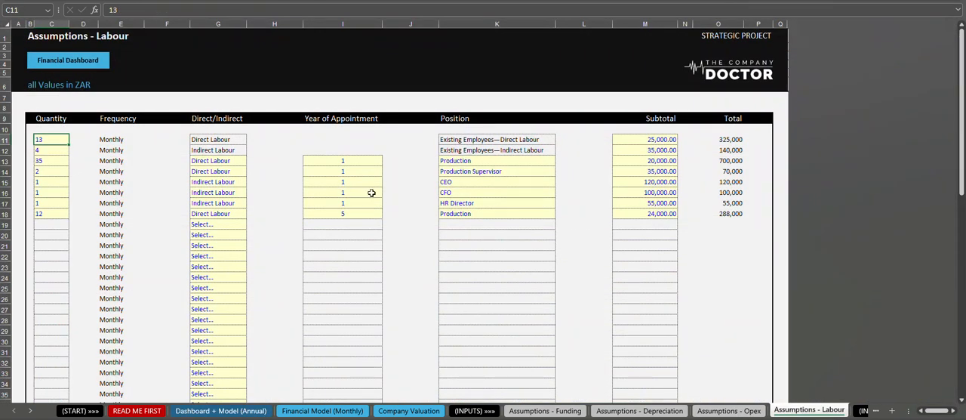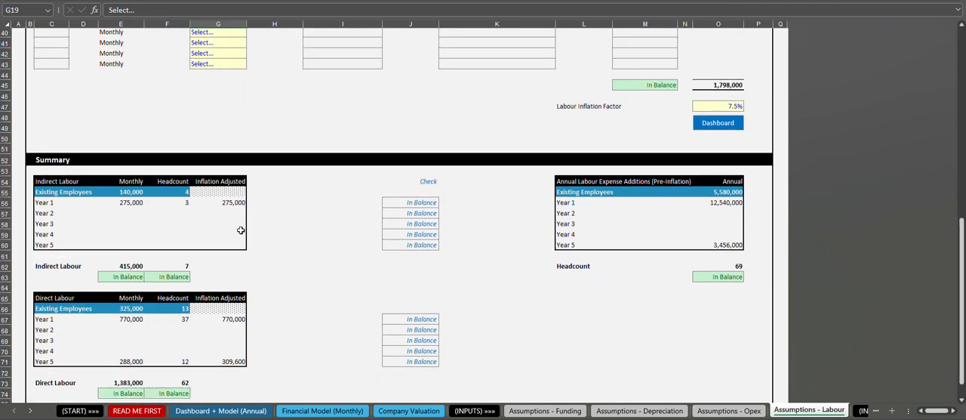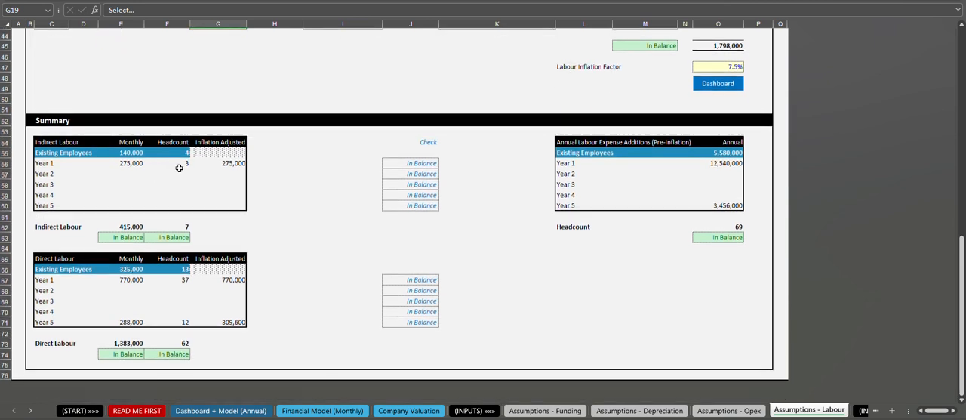And then labor, the last major input sheet, split between direct labor, which we link back to the direct cost of sales, as well as indirect labor. You'll see everything is hidden until such time as you select. It's just to make the model cleaner and easier to read. As soon as you select there, it allows you to start inputting the quantity, the years of appointment from years 1 to 5, and then right at the bottom the checks and balances are in place to show you the total headcount per year across the 2 categories.